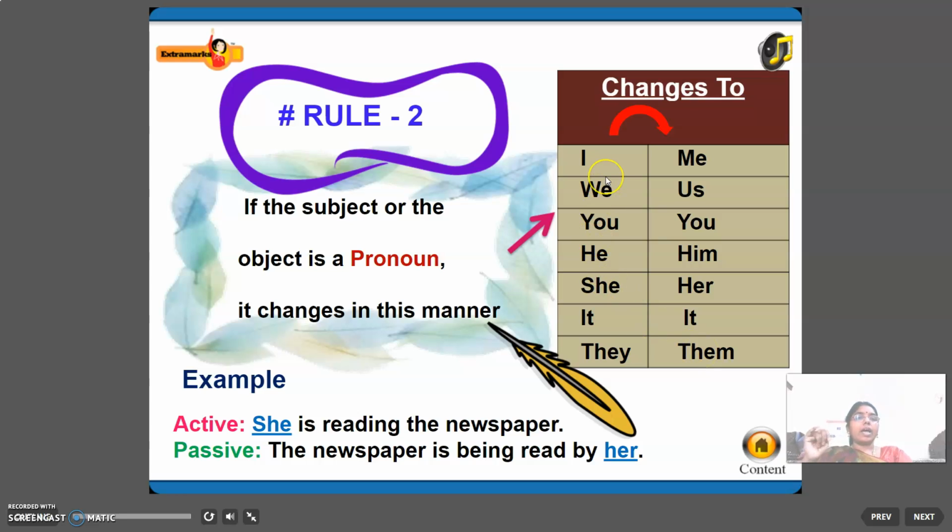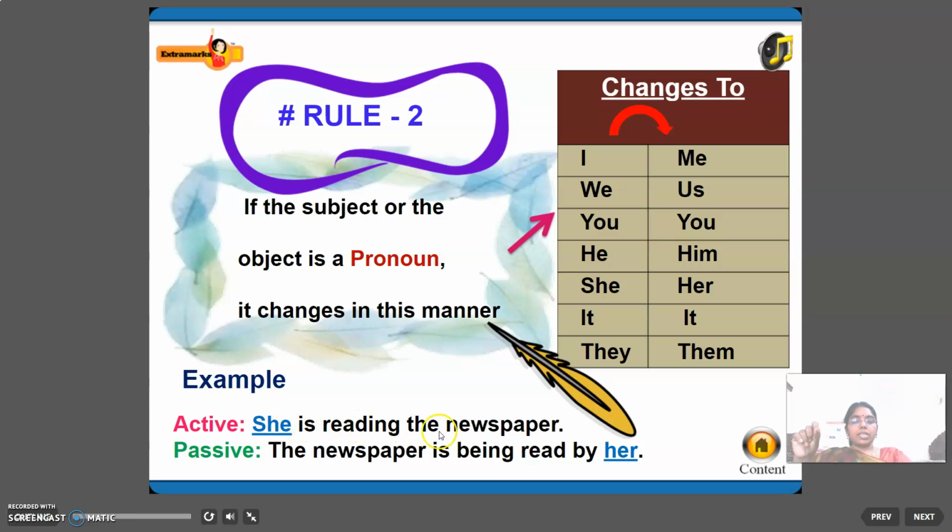Once again, dear, I to me. We will be changed to us. You and it will remain the same. He to him. She to her. They to them. See here, one example is given there.